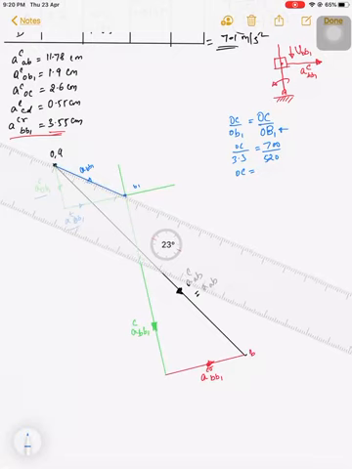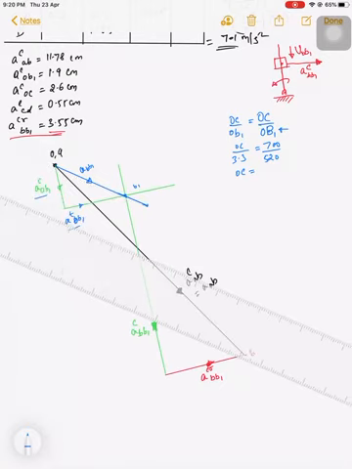This is 3.4. I will extend the line till 4.4. So this is point C.